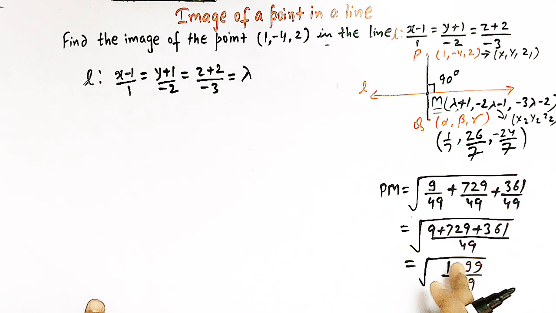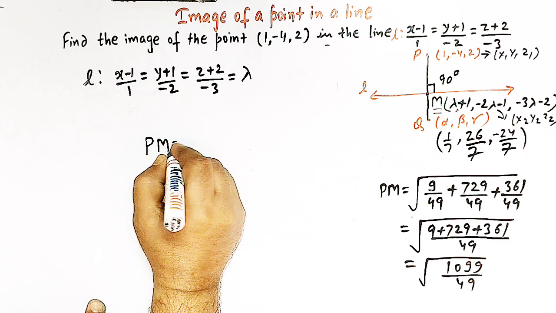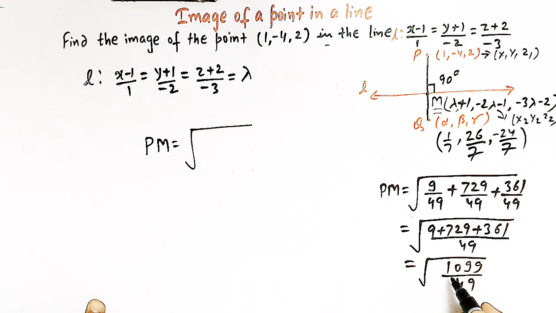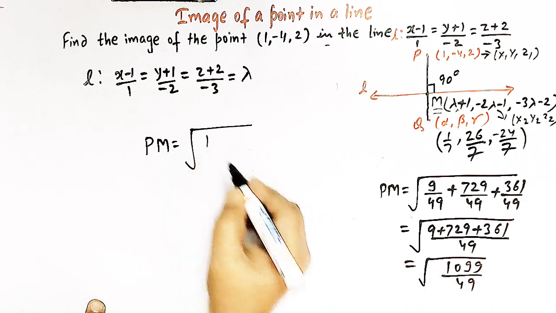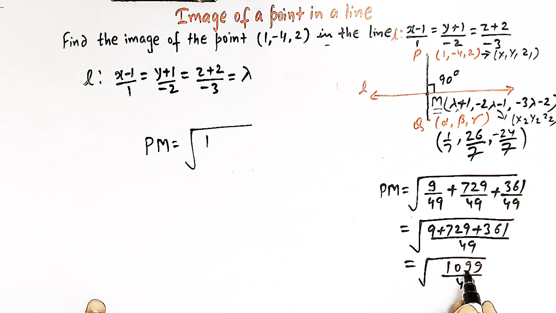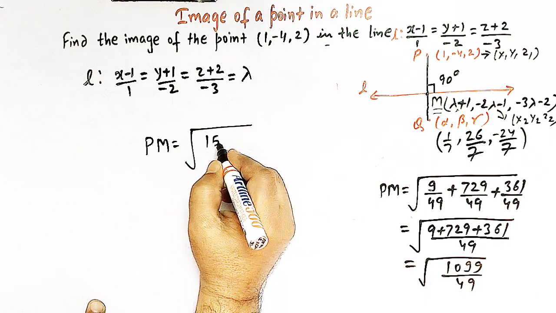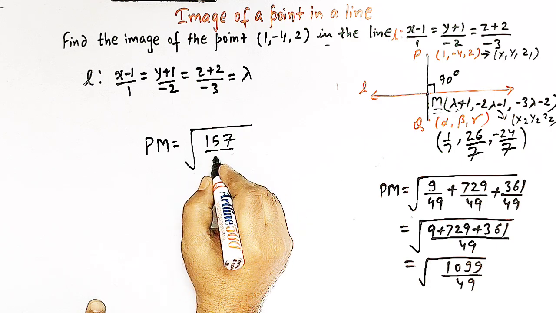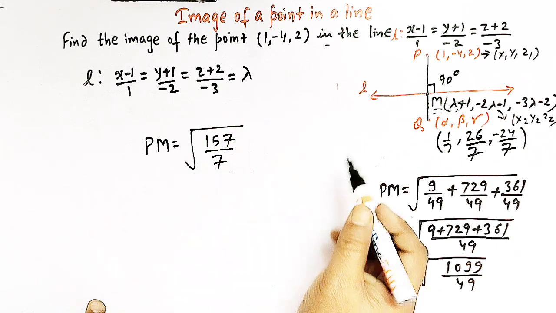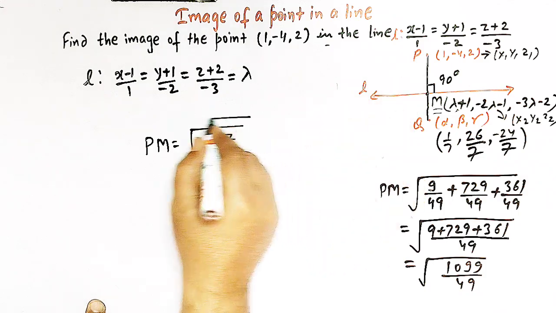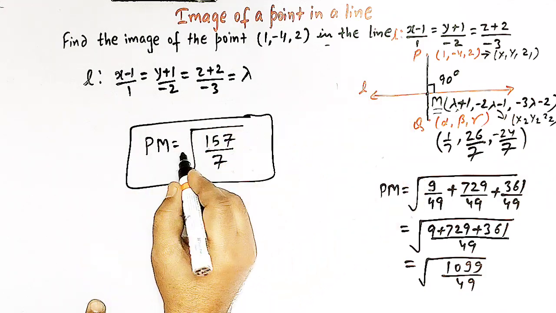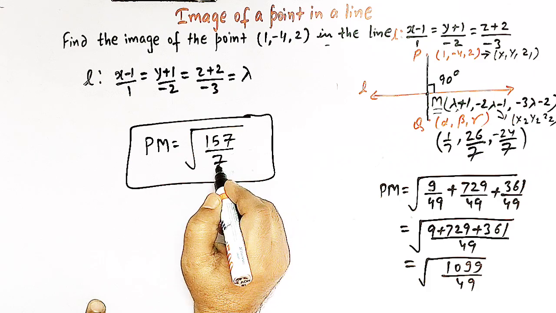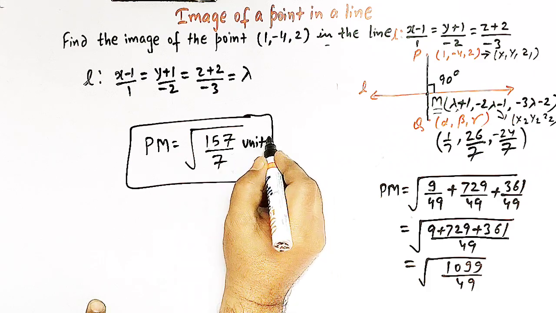So now let us reduce 1099 over 49 to its lowest term. So we can now divide here 1099 by 7. So we have 7 times 1. Here we have 39. That is 7 5 is 35, and then we have 4. So this is 157 over 7. So the perpendicular distance, that is PM, is given by the square root of 157 divided by 7 units, right?